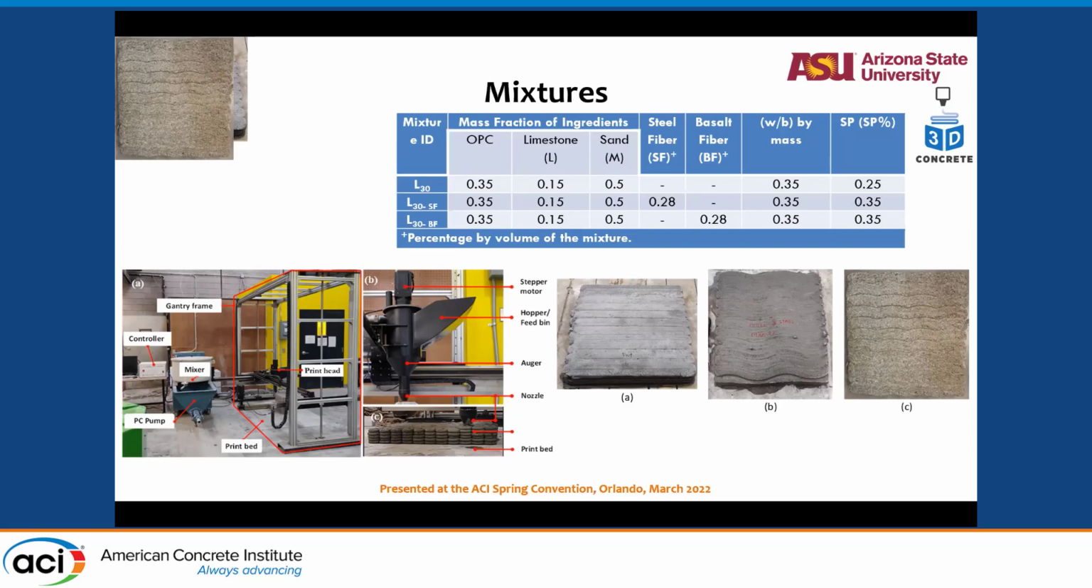Steel fibers, 13 millimeter long, 0.2 mm diameter. Basalt fibers, much smaller and much thinner. They do different things in the mix. And again, I'm not going into the fiber reinforced concrete discussion, but the idea is to look at different failure mechanisms. And the slabs were printed and specimens were cut out of those slabs for testing. And again, everything was printed using a gantry printer.